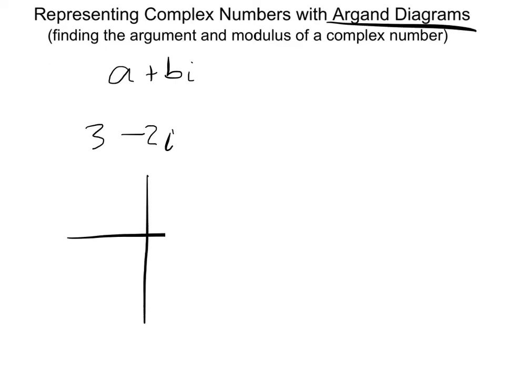What you do is basically just draw a two-dimensional, like Cartesian graph, but instead of making the horizontal axis the x-axis and the vertical axis the y-axis, we're going to call this the real axis, and this will be the imaginary axis. And so when we graph 3 minus 2i, we just think about going to 3 on the real axis, negative 2 on the imaginary axis, and some teachers will say that the complex number is that point.